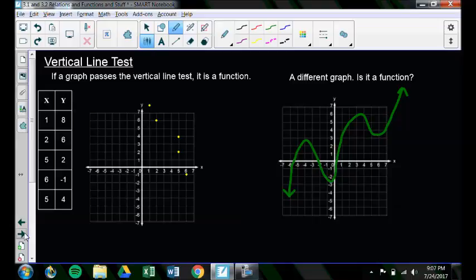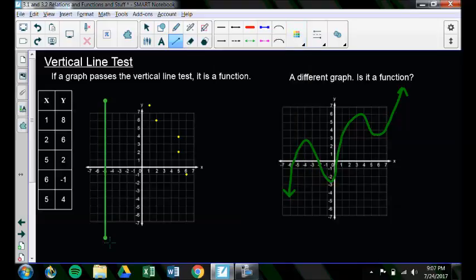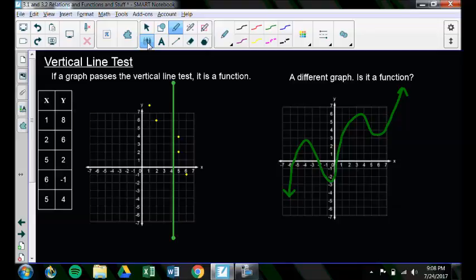If a graph passes the vertical line test, it's a function. Here's what that means. You draw any vertical line, and if that vertical line touches your graph at more than one point, then it's not a function. So right now, if I just put this line and kind of think about scanning here, that is not a function, but right here it breaks. It's touching the graph twice at this point, so it's failing the vertical line test.